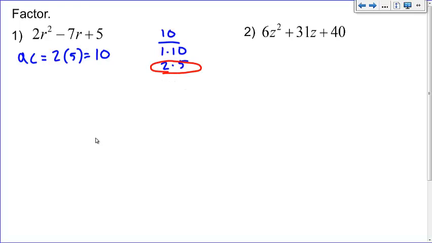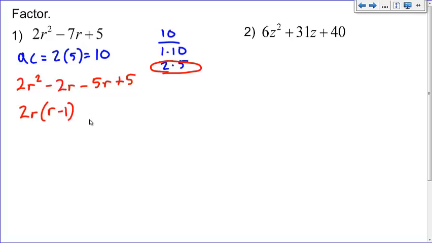So I see that right there. So I'm going to rewrite that middle term. Instead of negative 7r, it's going to be 2r squared minus 2r minus 5r plus 5. I haven't changed the value of this polynomial. I've just simply broken apart the minus 7r. Now here's the beauty of this. We can factor out a 2r and we'll have r minus 1.